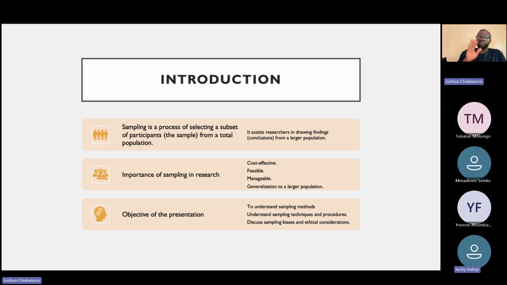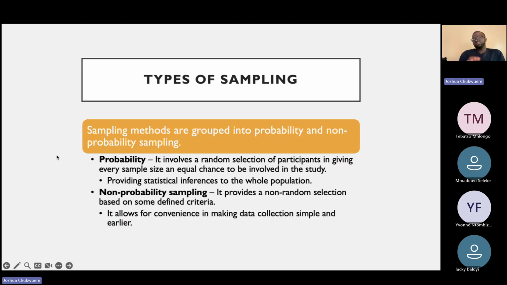So in this presentation, we're going to understand what sampling methods are, different sampling methods, right? Understand sampling techniques and procedures, and then be able to discuss sampling biases and ethical consideration when it comes to sampling. And that is the makeup of our presentation.